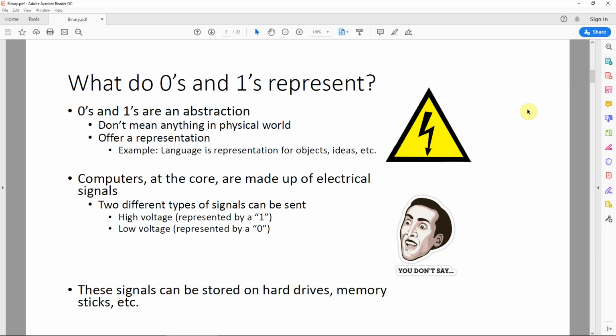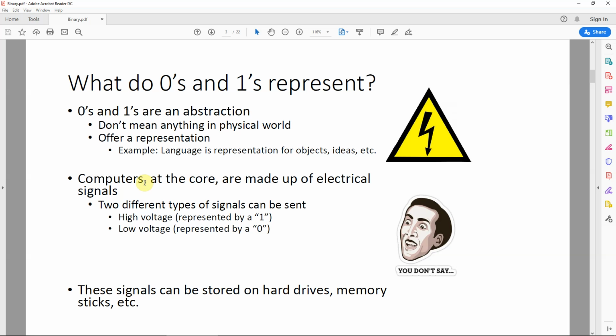Okay, because zeros and ones are kind of like that. Zeros and ones don't really mean anything, but they point us to something else, just like those words table and mesa point us to a piece of wood or something like that. So at the core, computers are made up of electrical signals. We all know that we plug our computers into the wall, they get electricity, right?